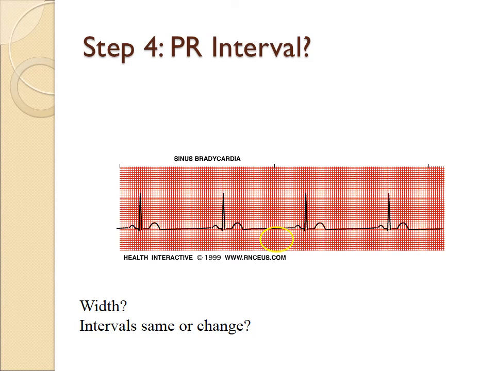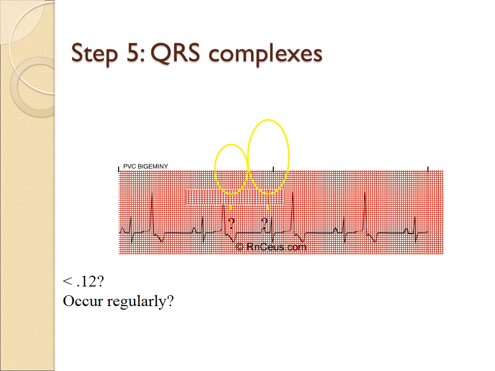The PR interval we need to measure. Remember, what is the width? We need it to be less than 0.20. If it's greater than that, then we can diagnose the problem there. Are the intervals the same in front of every single QRS? Is every single one of those PR intervals the same length, same width rather? And if they aren't, that can be an indication of some other kind of problem. Then we look at the QRSs, and the QRSs should be less than 0.12. They should be occurring regularly, and if they aren't, that can be a reflection of a dysrhythmia.